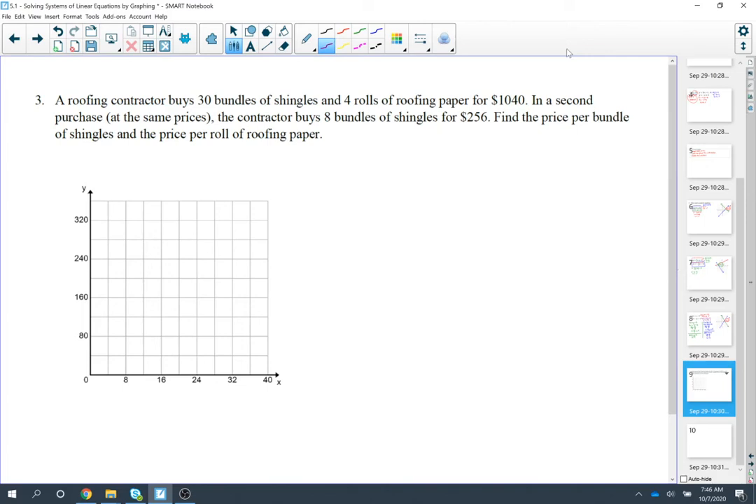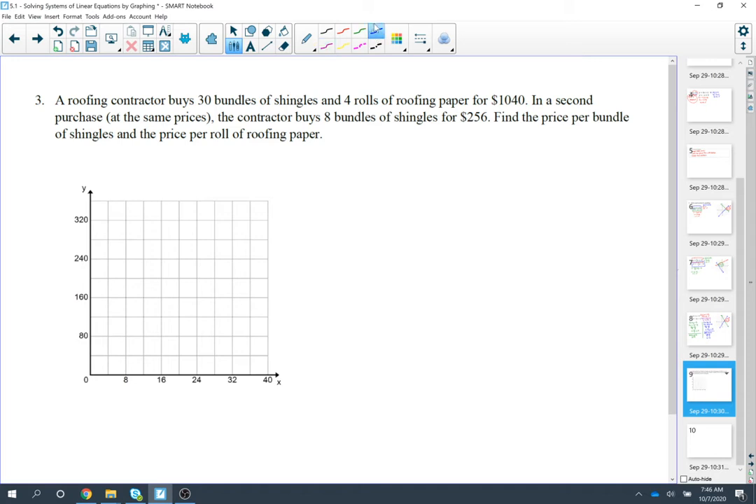Example 3. A roofing contractor buys 30 bundles of shingles and 4 rolls of roofing paper for $1,040. In a second purchase at the same prices, the contractor buys 8 bundles of shingles for $256. Find the price per bundle of shingles and the price per roll of roofing paper.